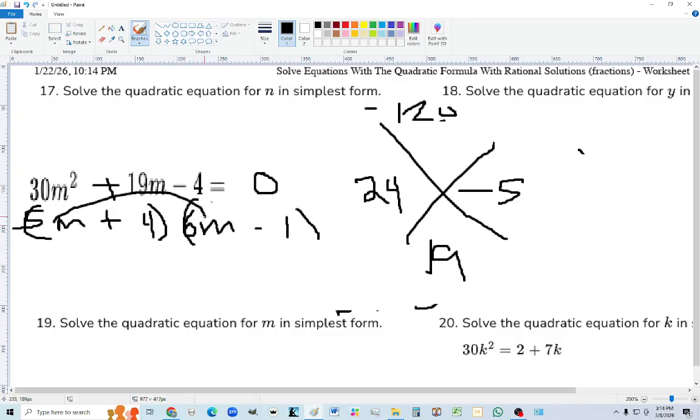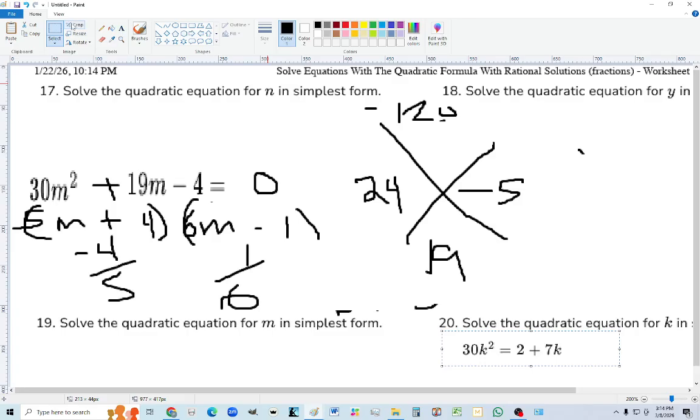Let's make sure. Minus 5 plus 24. Yeah, and I got that right. Minus 4. I just did the math wrong. So solving for this is minus 4 over 5. Solving for this is 1 over 6. And finally, this last one.